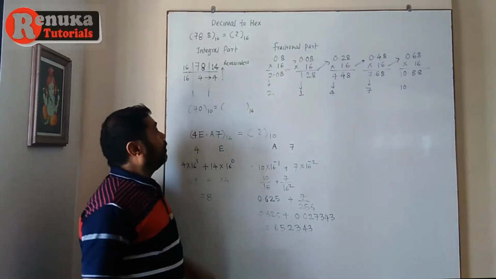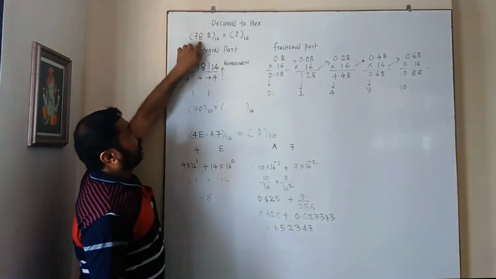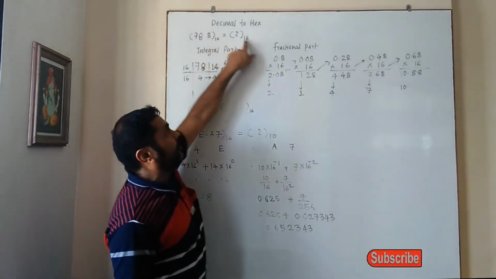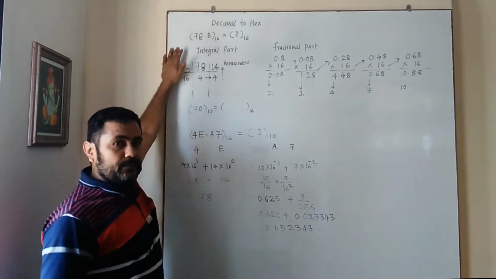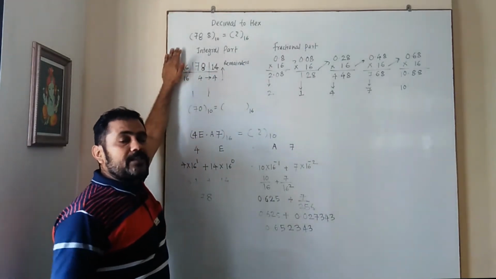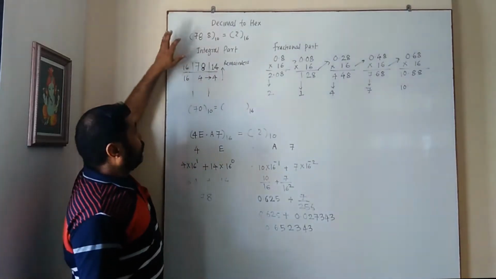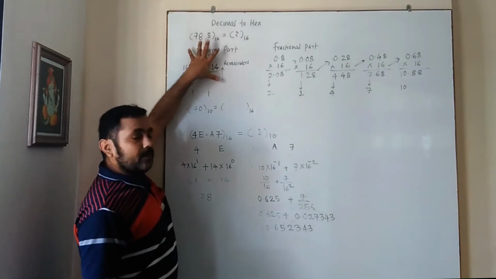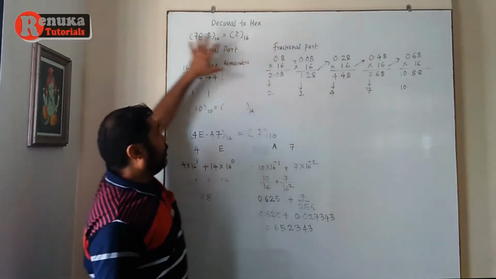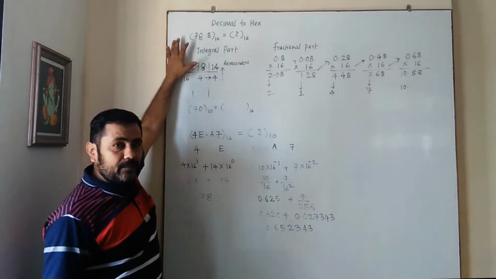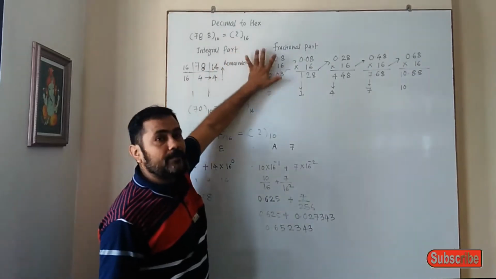Now let us convert a decimal number into hexadecimal. For example, 78.8 has to be converted into hexadecimal. The same method we used in converting a decimal number into binary, we use here. We have to solve the integral part separately and the fractional part separately. The decimal to binary conversion method was called the double method. Here this method is called the hexadecimal method.